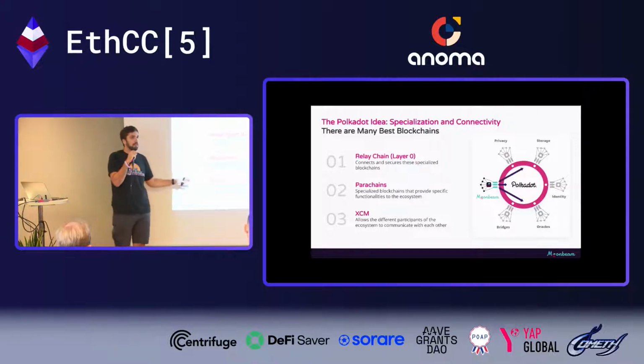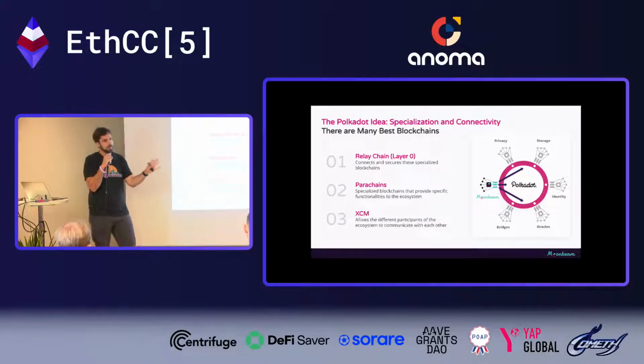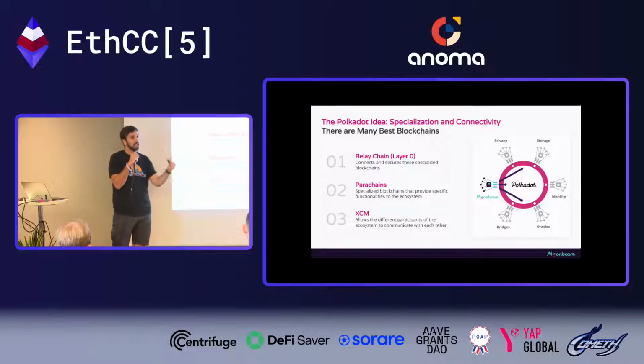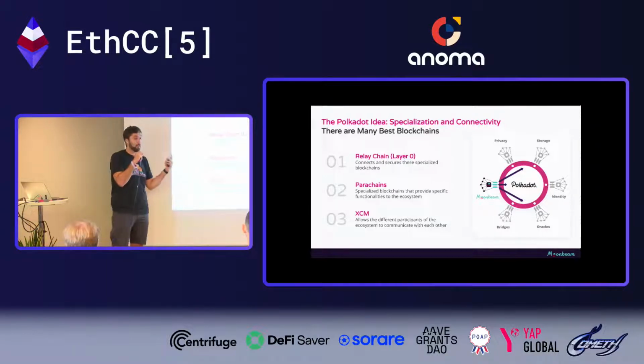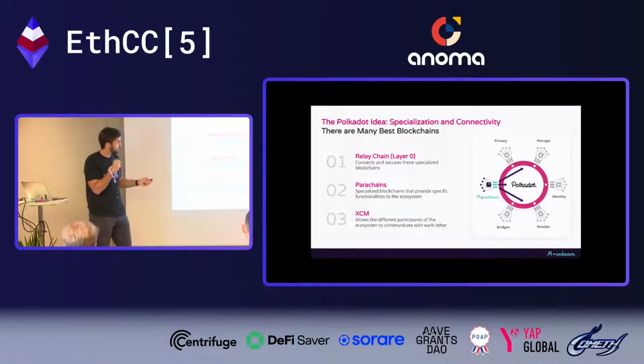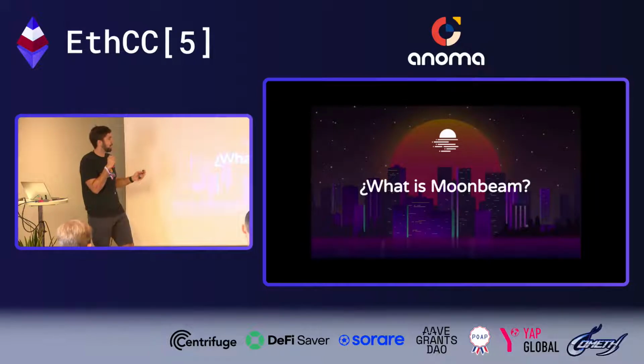With XCM, it's similar to Cosmos, right? But there are some differences there. With XCM, you have all these participants communicate with each other natively and in a decentralized, trustless way, probably the three favorite words of everyone in blockchain. That's it. That's all I have to say about Polkadot.